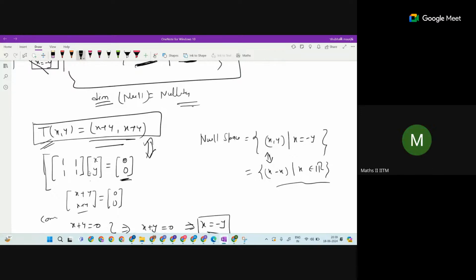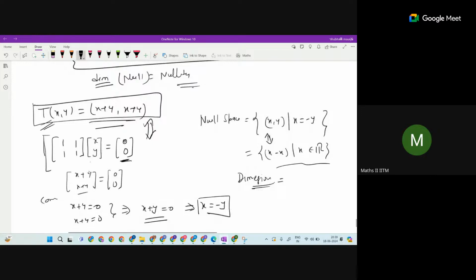And what is the dimension of this, what is the basis of this null space? Could you give me the basis of this null space? It will be a pair, not a real number. Since it is saying x equal to minus y, it will be 1 and minus 1. So it's better to write it like this: x times (1, minus 1), where x belongs to R. So this is your basis.